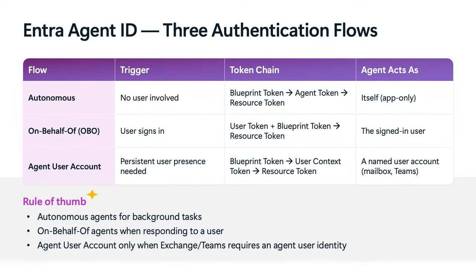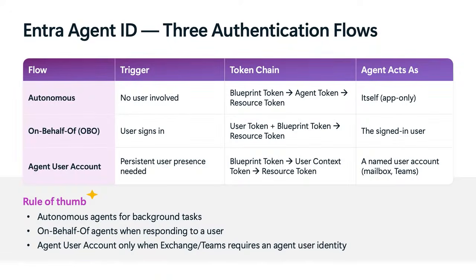The second is on behalf of. This is when a user triggers the agent. They sign in, make a request, and the agent acts as that user. Their token combines with the blueprint token to produce a scoped resource token. The agent can only see what that user can see.